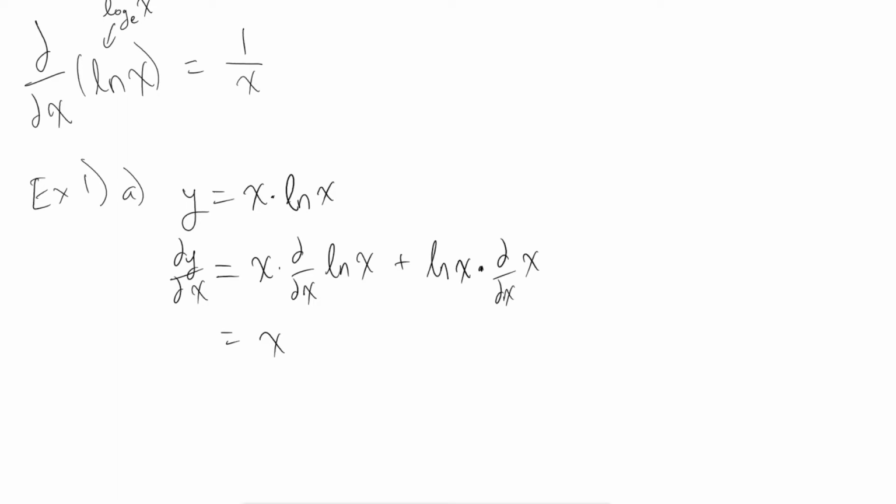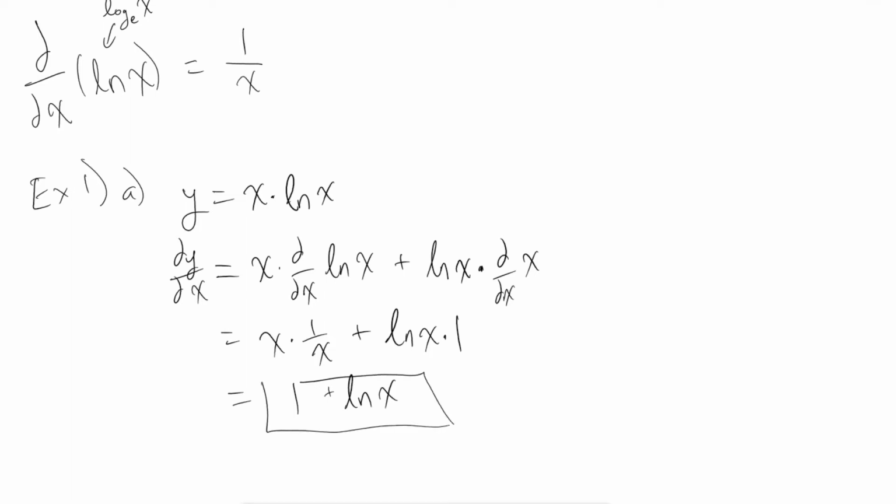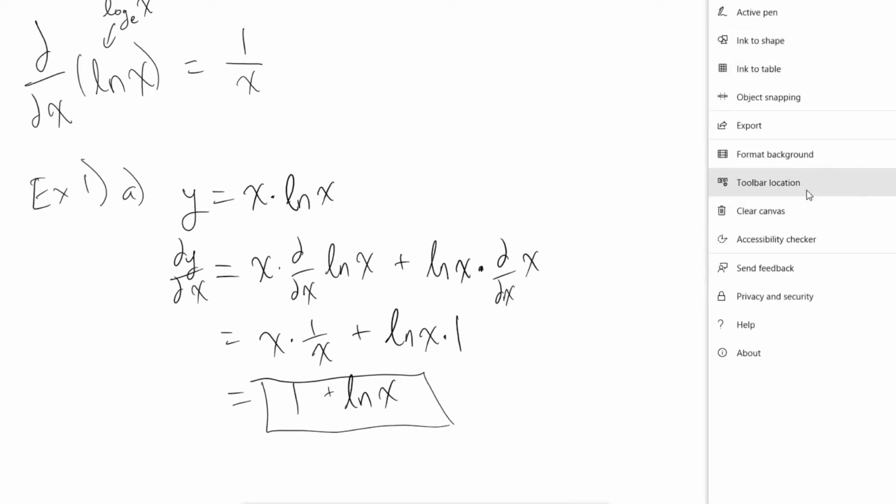Well, we just found out the derivative of ln x is equal to 1 over x. And the derivative of x is equal to 1. So this is x times 1 over x plus ln x times 1. Well, x divided by x is just equal to 1. And ln x times 1 is just plain old ln x. So that is our answer: 1 plus ln x. Easy enough so far. Hey, we're getting somewhere already.